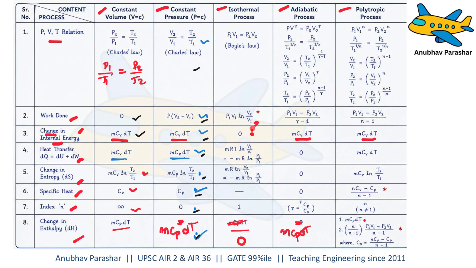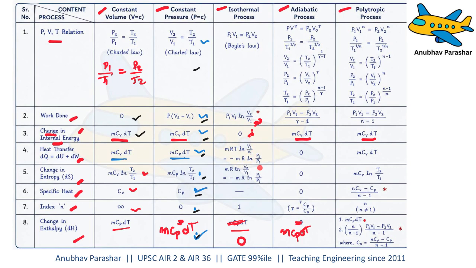Change in internal energy is 0. Right? Now if you say heat transfer will be same as that of the work done, why? Because heat transfer is change in internal energy plus work done. Change in internal energy is 0. So heat transfer is nothing else but equal to work done.